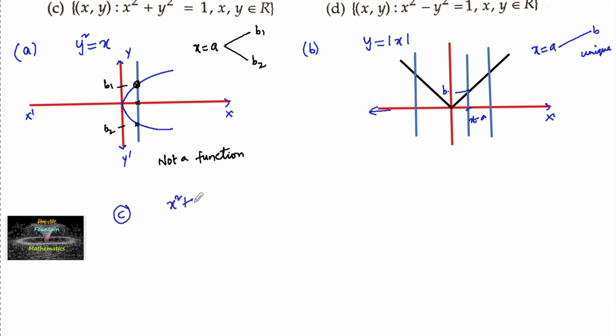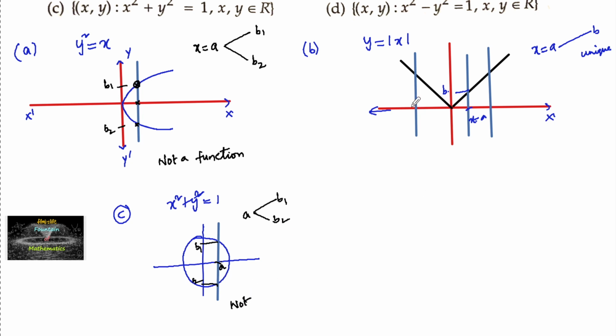Option C, x square plus y square is equal to 1. Clearly it is a circle. If I draw one vertical line parallel to y-axis, for a particular value of x here, we can observe that for x is equal to a, it cuts at 2 points, say b1 and b2. For x is equal to a, we are having two images, b1 and b2, and hence we can say this is not a function.